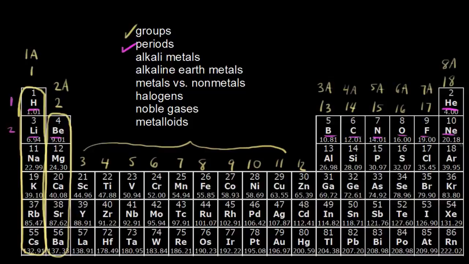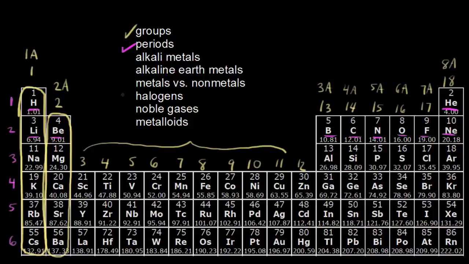I can continue with numbering my periods. So this would be period 3, 4, 5, and 6. Now notice I don't have the entire periodic table on this video. I didn't have enough room, and we're not really going to talk about all of those elements anyway. So let's go ahead and focus on metals next.